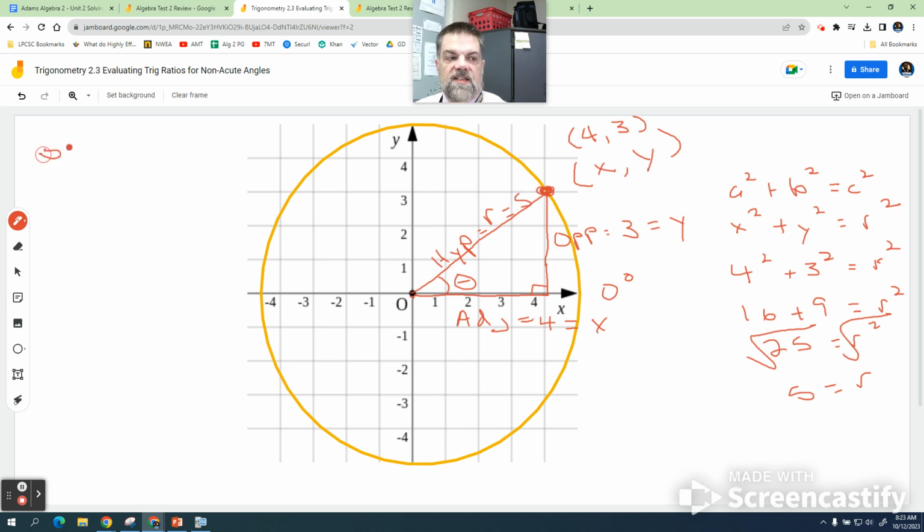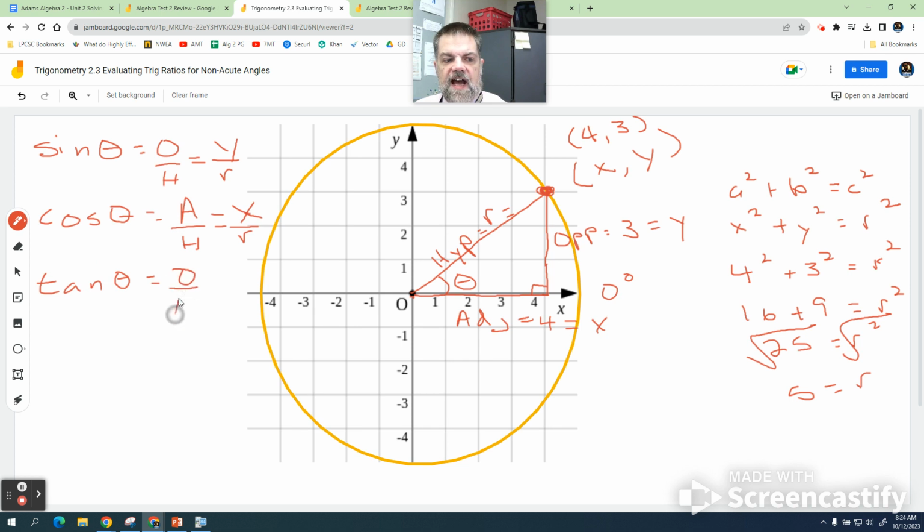Where it comes from is that, if we think in terms of SOHCAHTOA, sine of theta is equal to the opposite over the hypotenuse, which is actually the y value over the radius. Cosine of theta is equal to the adjacent over the hypotenuse, which in terms of the xy plane is x over r. Tangent of theta is really the opposite over the adjacent, but in terms of the xy plane, that's y over x.